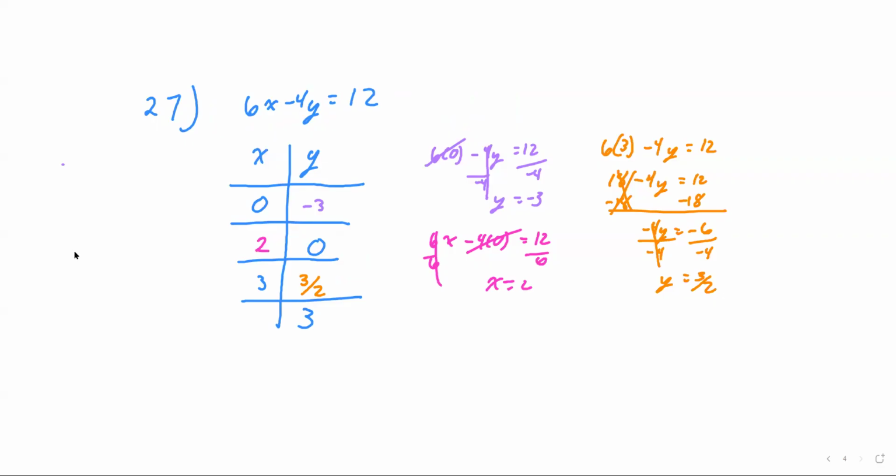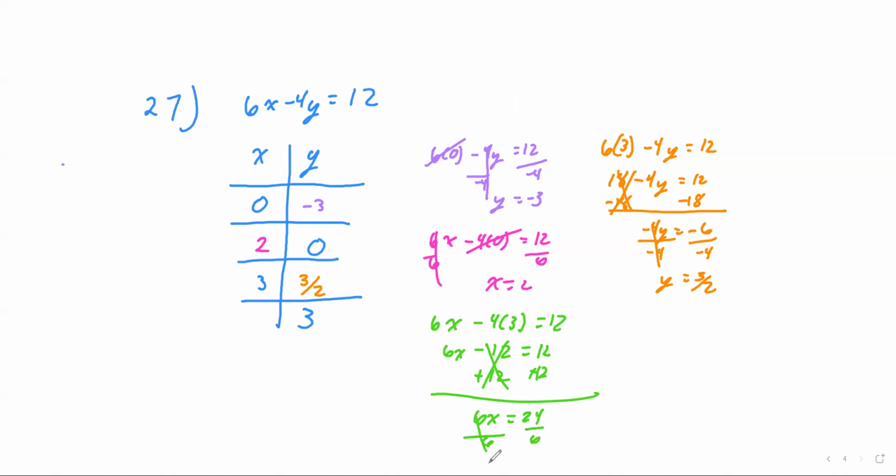And then we're just going to do this one more time. This time the y is 3. So this would be 6x minus 4 times 3 equals 12. Well, this right here ends up being 12. So to get rid of this, I would add 12. Then I get 6x equals 24. Divide that by 6, I get x equals 4. All right, and there you go.